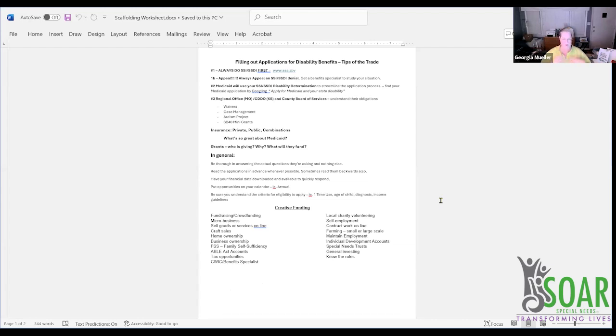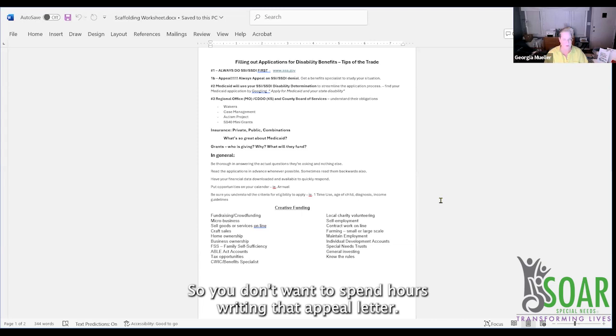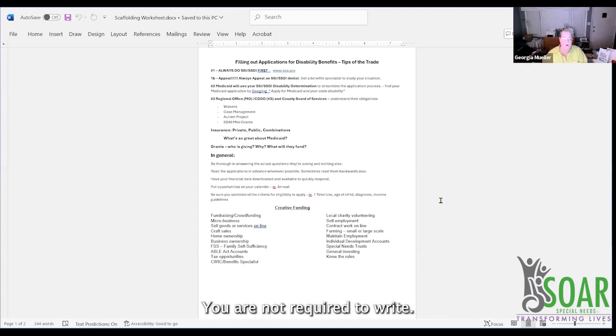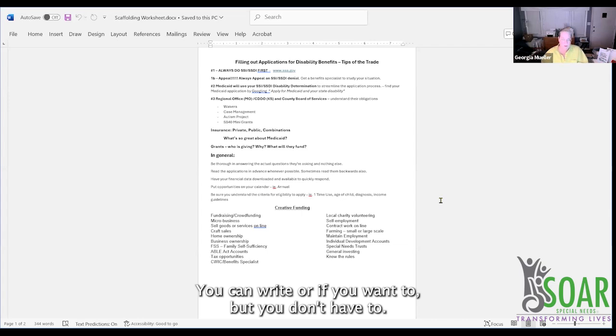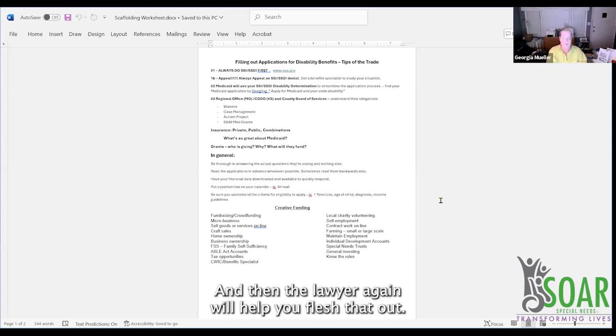The writing of the letter to say I'm appealing is not the appeal itself. So you don't want to spend hours writing that appeal letter. All you have to say is I disagree and I'm appealing, and you sign it, and that's it. You're not required to write any more than that in the appeal. You can write more if you want to, but you don't have to. And then the lawyer, again, will help you flesh that out.